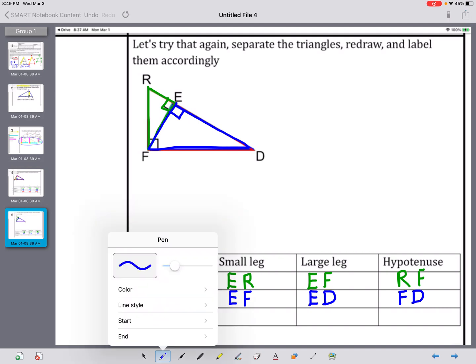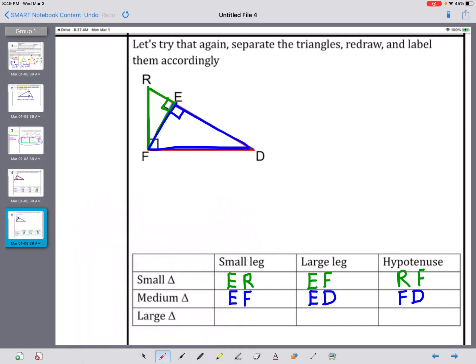And finally, the big triangle. The right angle, we see it's there at F. So the small leg, RF. The long leg, FD. And finally, the hypotenuse, RD.